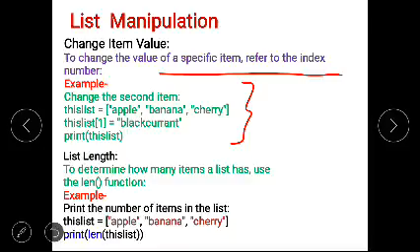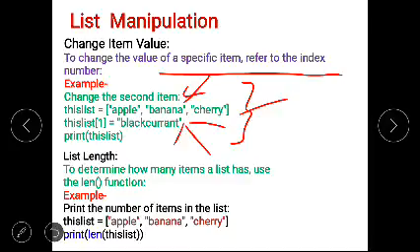So here is an example. Change the second item. The list name here is this list, which has three elements: apple, banana, cherry. This list 1. We want to check the element at index number 1, that is banana, with this one.